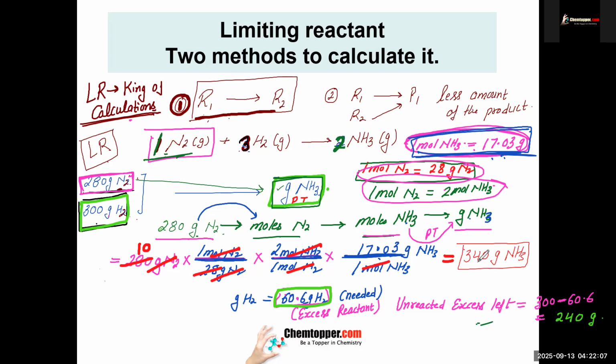Vihan, you're getting this? Okay, so you've understood how to do this. What we are doing is going from reactant to product. This is the amount of the product formed, and this amount is called the theoretical yield. Theoretical means the calculated one.